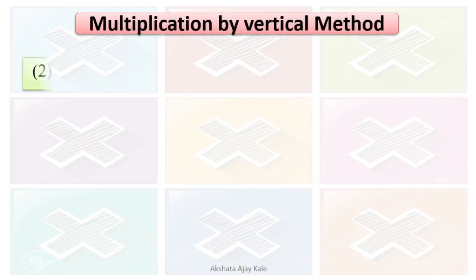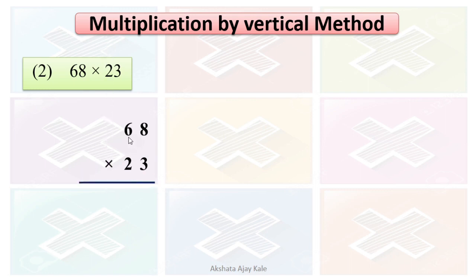We will take a 2-digit number by a 2-digit number for multiplication, that is 68 multiplied by 23. I will write 68 multiplied by 23 here. Okay, you know now what we are going to multiply first? Yes, right. First we are going to multiply 68 by the unit place number, that is 3.